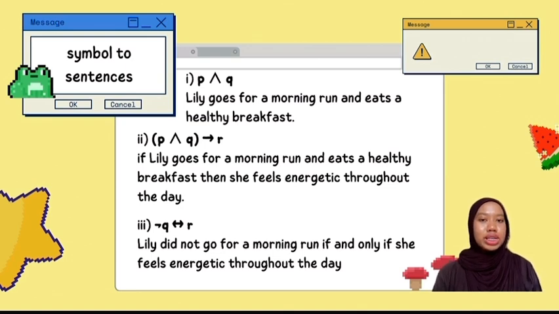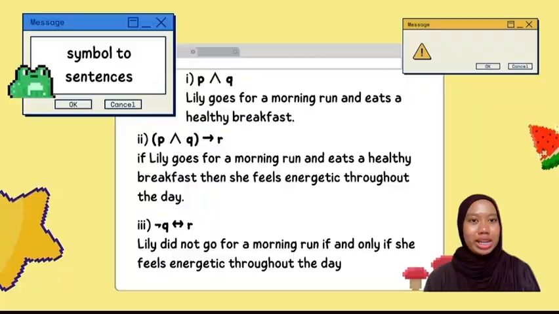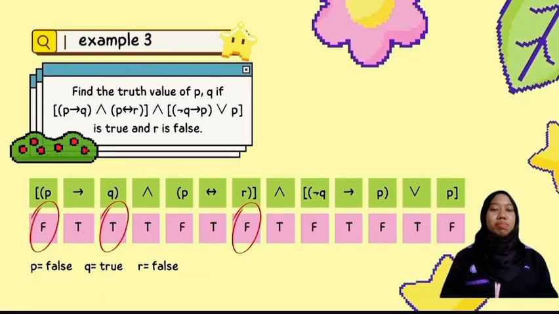The second question is a combination of conjunction and conditional. When we combine it, it becomes: if Lily goes for a morning run and eats a healthy breakfast, then she feels energetic throughout the day. The last question is a combination of negation and biconditional. The symbol is not Q if and only if R. So the answer is: Lily did not eat a healthy breakfast if and only if she feels energetic throughout the day.